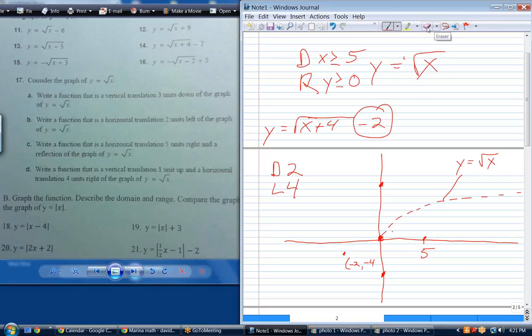Whoops. Minus 4, minus 2. And then we're going to draw this same curve, same shape. We're not going to change the shape of it at all. What's the domain? X is greater than or equal to minus 2. No. Which is the x-coordinate? On this xy coordinate, right. The x-coordinate is minus 4. So the domain would be minus 4. And then what's the range? Y is greater than or equal to minus 2. Okay.